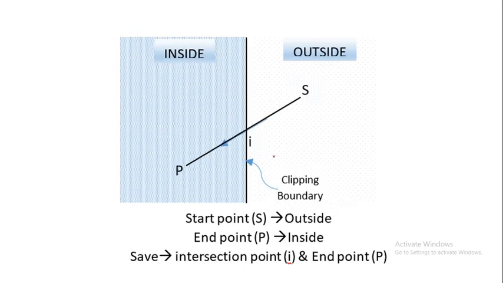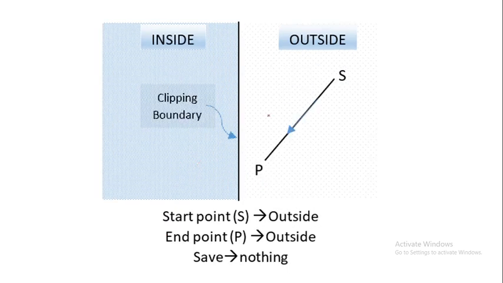Third case: if the start point S is in the outside region of the boundary and the end point P is in the inside region of the boundary, then we're supposed to save the intersection point I and the end point P. You have to save two things, intersection point I and end point P. So the information of the intermediate point and the information of the end point you have to save.